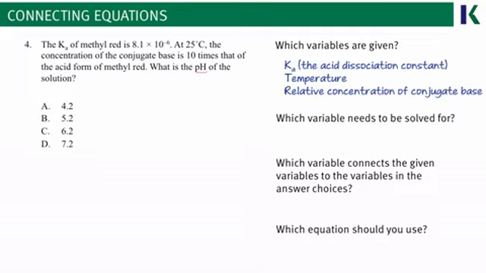The variables given to us in the question stem include the Ka, or acid dissociation constant, the temperature, 25 degrees Celsius, and the relative concentration of the conjugate base. We're told it's 10 times the concentration of the acidic form of methyl red. And what variable are we solving for in this question? As mentioned before, we're solving for the pH of this solution.